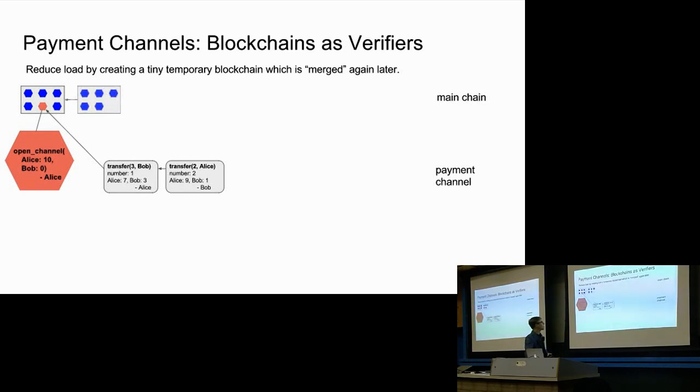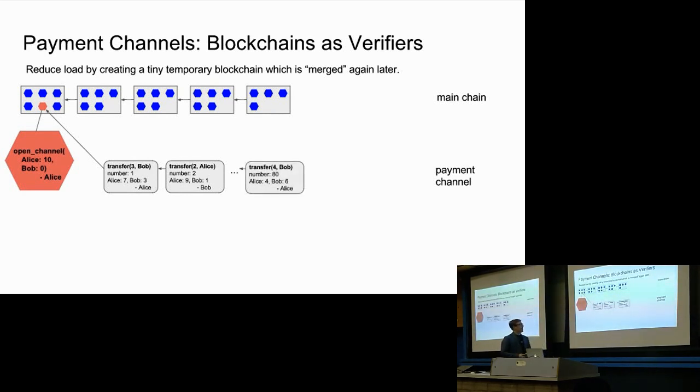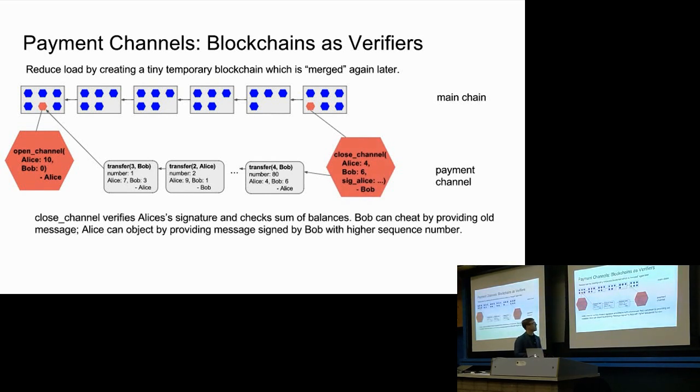Okay, now time goes on, the blockchain continues, and also the state channel continues. And at transaction number 80, Alice has 4 tokens, Bob has 6 tokens. This is confirmed by Alice. And at some point they decide, okay, let's close that connection and close the channel. What happens now is that Bob creates a transaction on the blockchain. So this is the second transaction that happens on the blockchain. This was the first and this is the second.